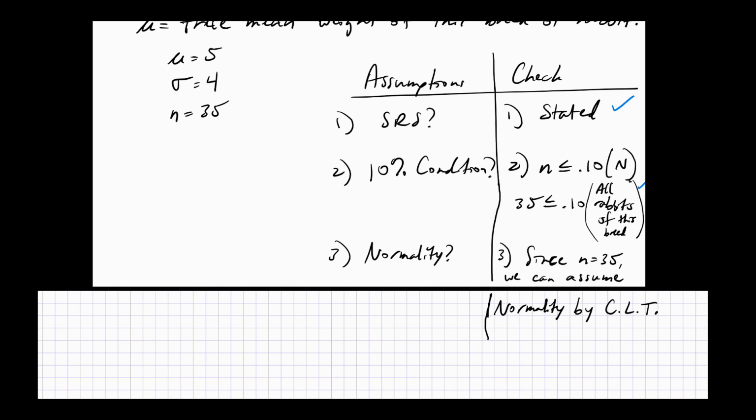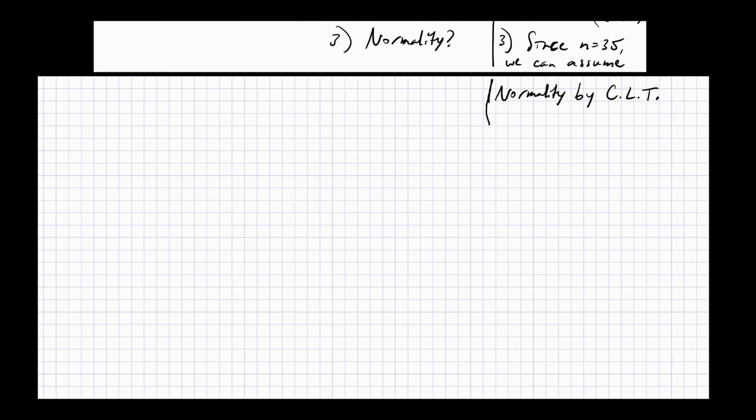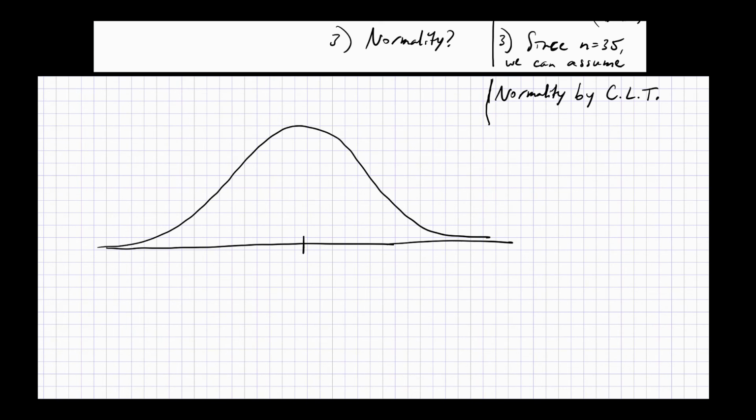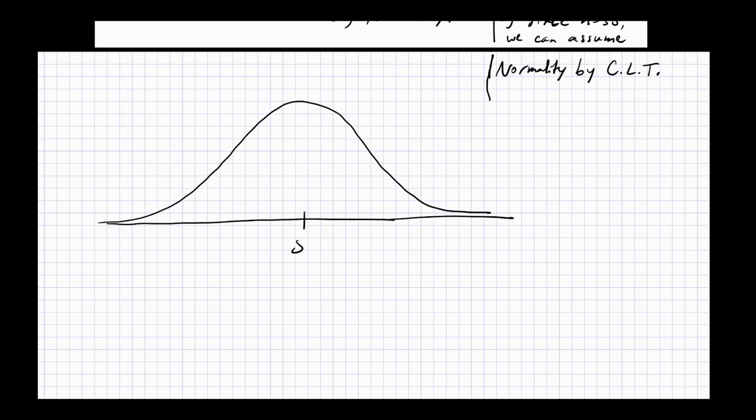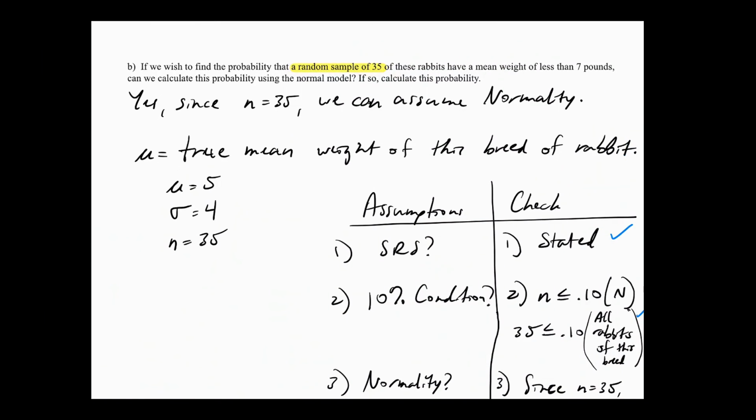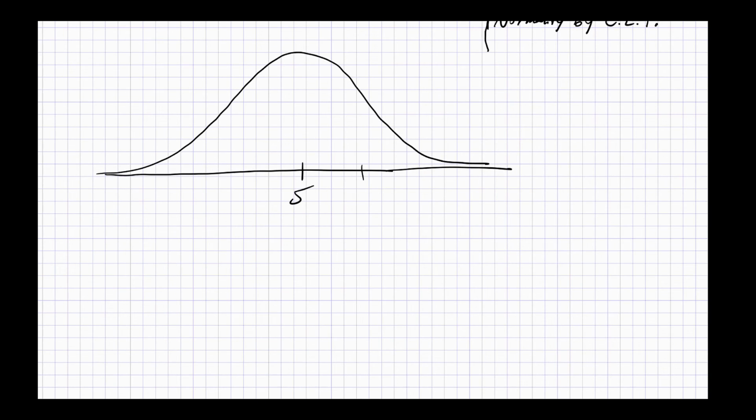Next one, actually calculate it. So let's go actually calculate now. So the true mean is 5, and the question is asking what? 7 or less. So 7's over here. We're going to shade to the left.